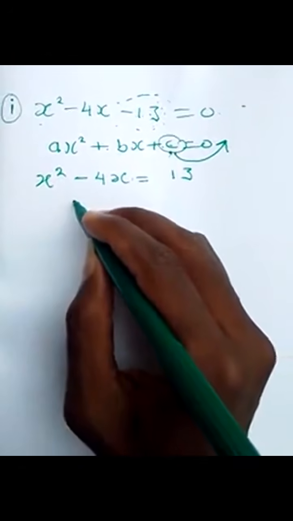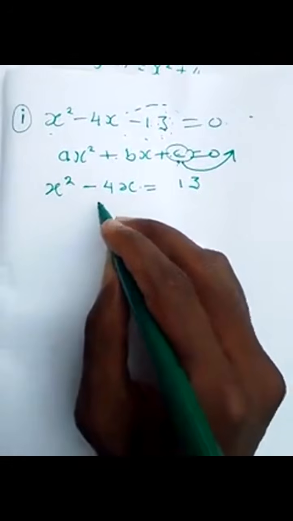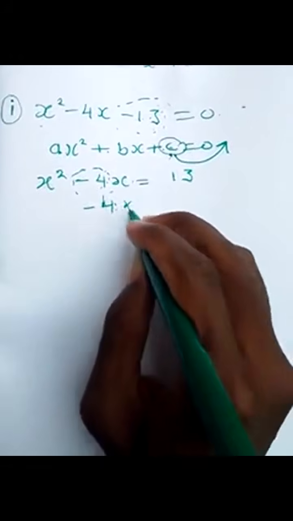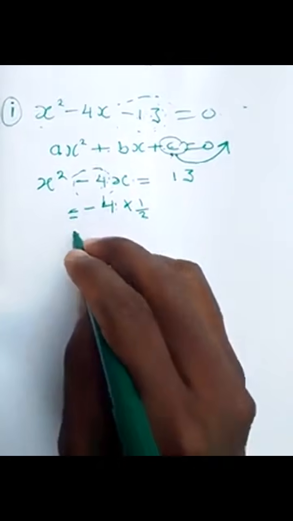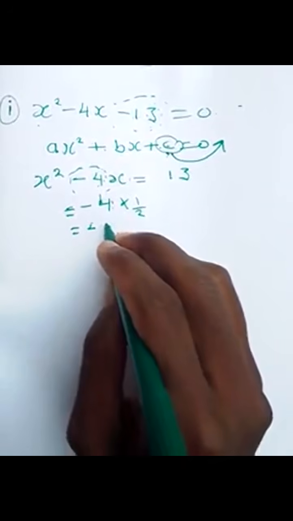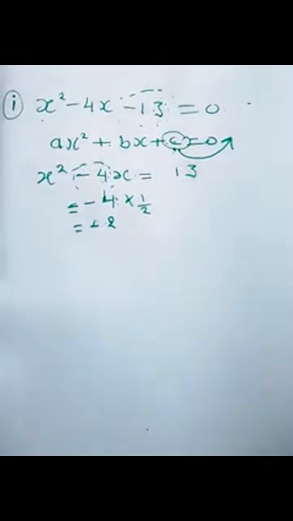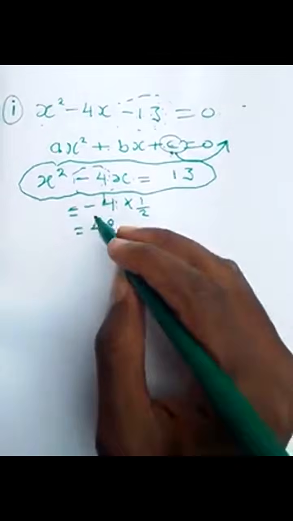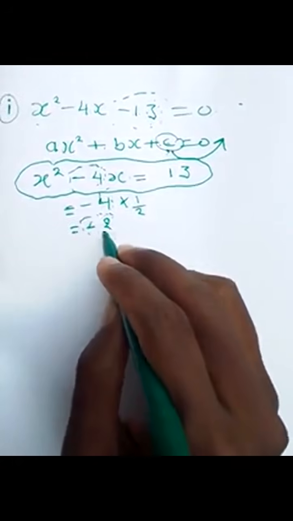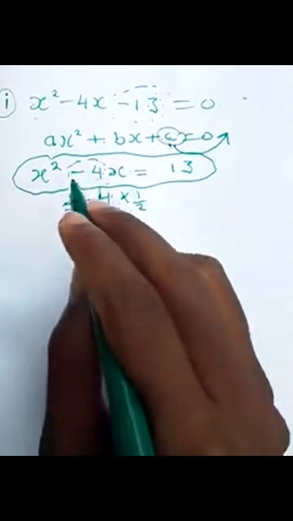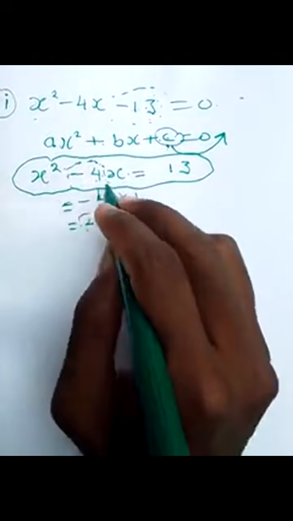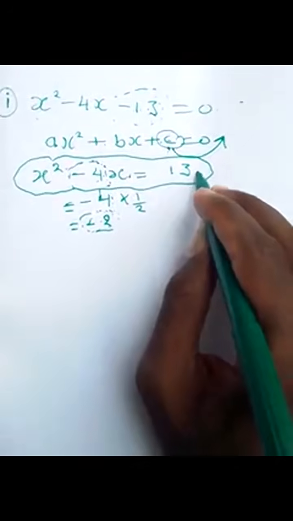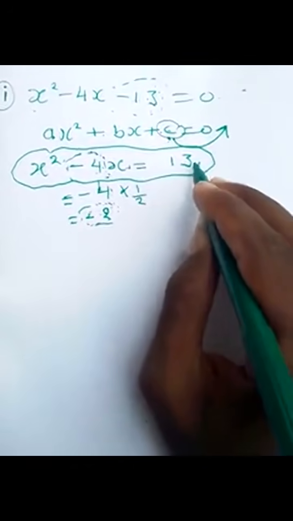And then after you do this, you are going to get what is here, which is negative 4 multiplied by 1 over 2, which is going to give you negative 2, right? So now remember we are here. What I would do is that this negative 2 that I've gotten, after multiplying 1 over 2 by the coefficient of x, I'm going to add it on this side and on this side, but I'll raise it to the power of 2.